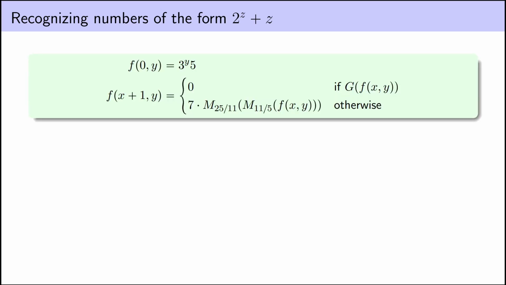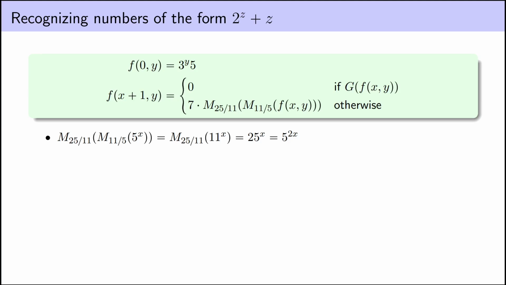Let's construct, using pure iteration, the function f of x, y, with f of 0, y being 3 to the y times 5, and f of x plus 1, y usually getting its value from f of x, y by applying a series of m functions and multiplying by 7, until we reach a value where the exponent of 3 is the sum of the exponents of 5 and 7 in the prime factorization, right? Until we get a value that satisfies this g predicate, when we crash the value down to 0 and it'll stay there.